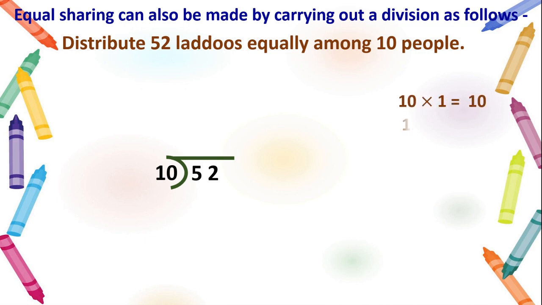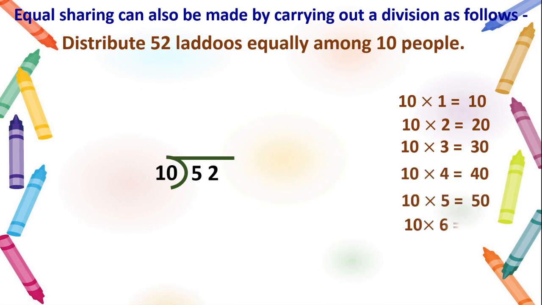10 ones are 10, 10 twos are 20, 10 threes are 30, 10 fours are 40, 10 fives are 50, 10 sixes are 60. Come on, tell me which we have to select here. 10 5s are 50 or 10 6s are 60? Yes, very good. We have to select 10 5s are 50. Because it is smaller, we can take away 50 laddus out of 52 laddus. And we can't take away these 60 laddus out of 52, isn't it? So we go for 10 5s are 50.